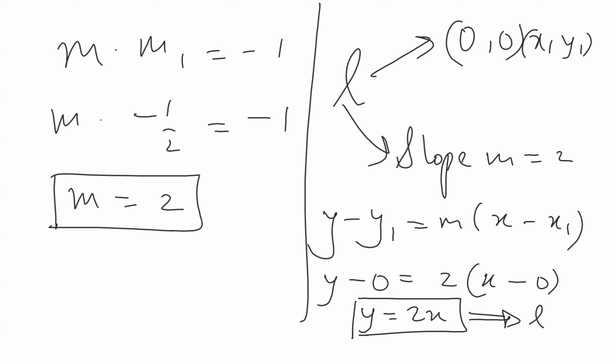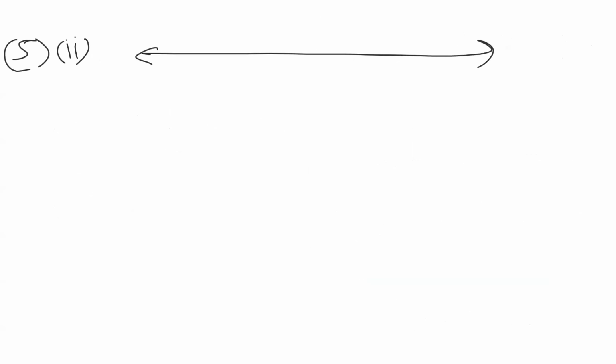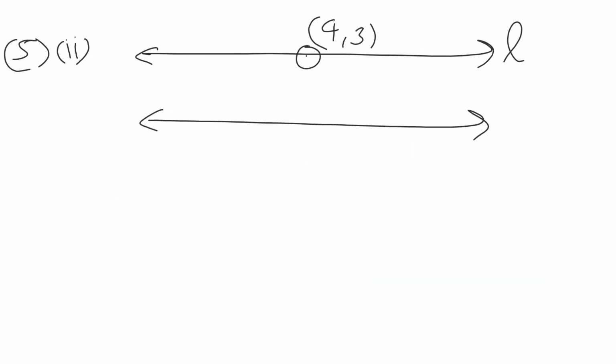Okay. Fifth sub question 2. I'll be solving fifth sub question 2 right now. Question number 5, sub question 2. So we have a line L on which there is one particular point 4 comma 3. Now line L is parallel to some other line, L1. The L1 equation we know: 3x plus 4y is equal to 12.